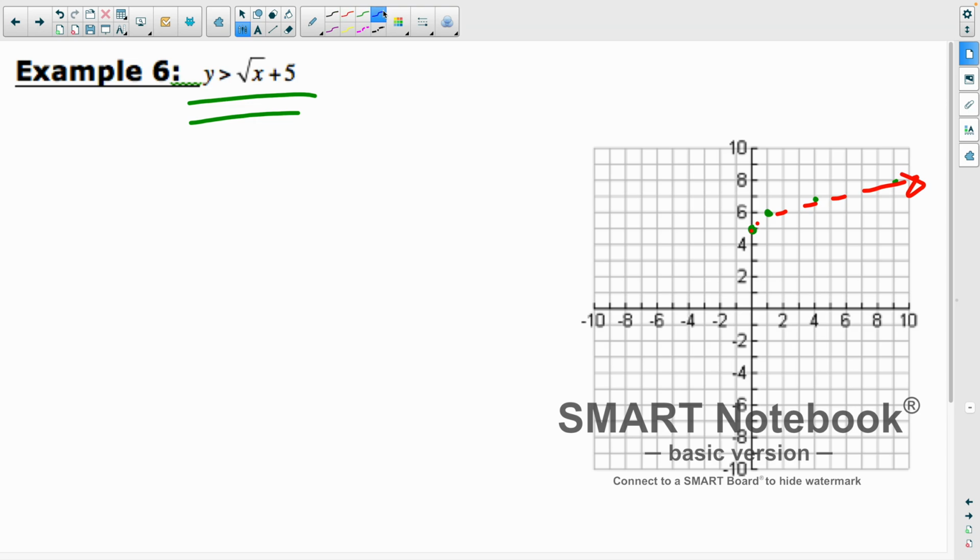And then since it's an inequality, we have to shade. And where are we going to shade? Above it. So it's greater than. Y is greater than. So we're going to shade above. So it's this piece here. Again, remember, we're not shading all the way to the left because that graph doesn't even exist over there.